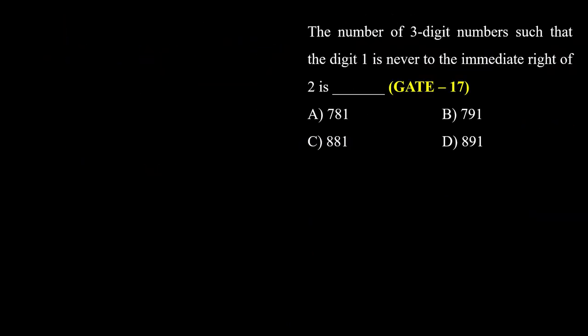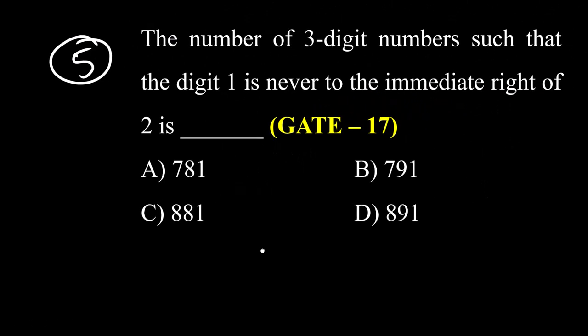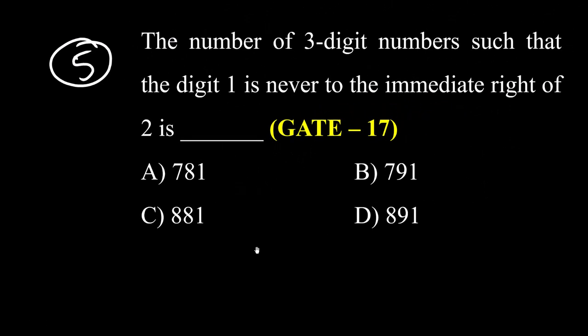Now this question, the 3-digit number, this is the 5th one. The number of 3-digit numbers, how many are there such that 1 is never to the immediate right of 2? The question is how many 3-digit numbers are there where 1 is never immediate right of 2. With 2 immediate right, 1 should not be there. Like that, how many 3-digit numbers are there?